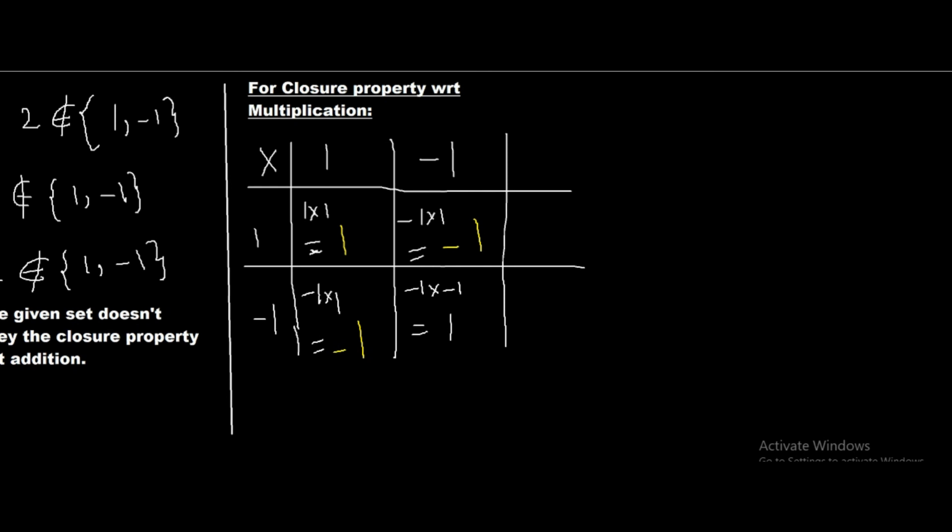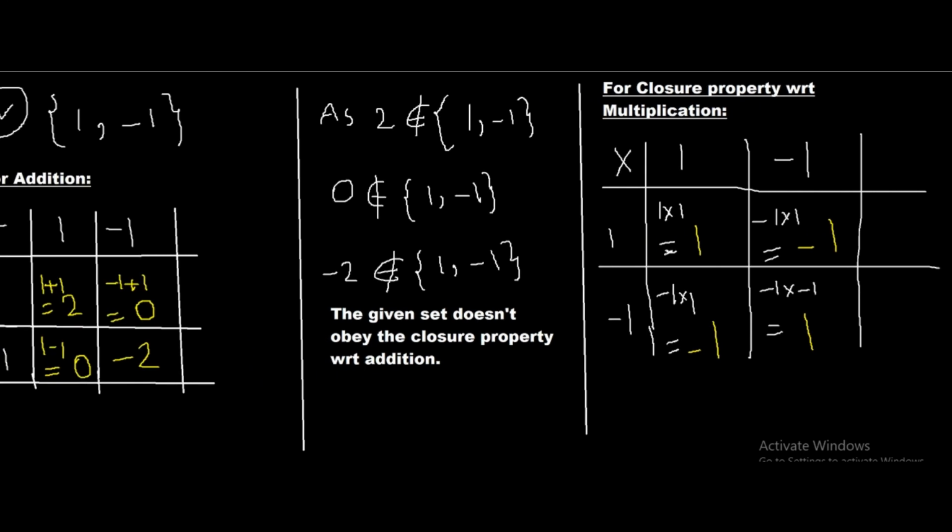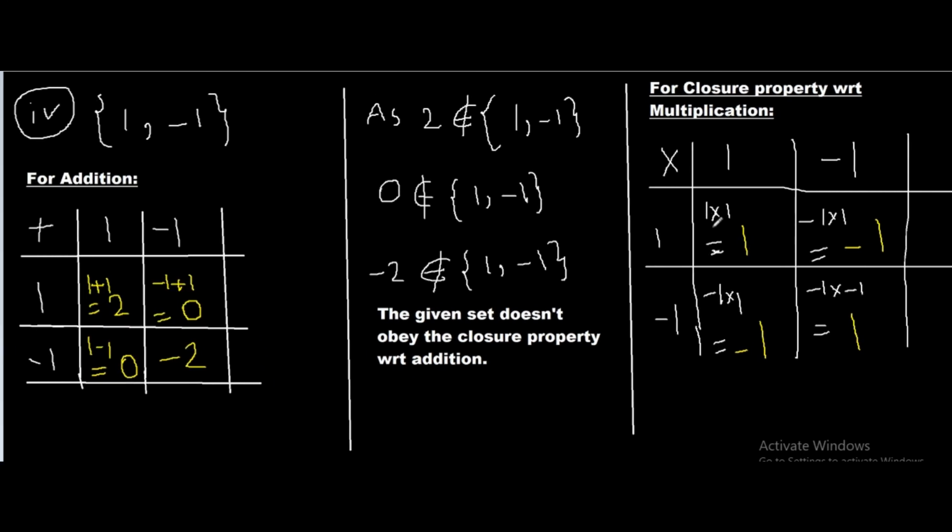Now we have to analyze all of these outputs, and we have to try to find which output is not included in this set. Let's analyze it. If you see the first output which is 1, you can see that 1 is included in this set. 1 is found in this set.